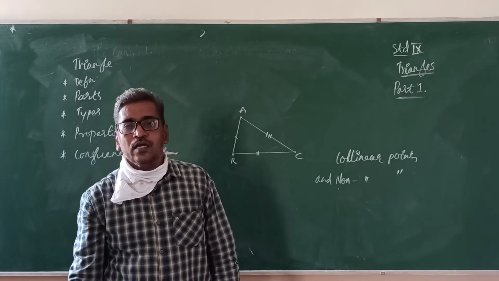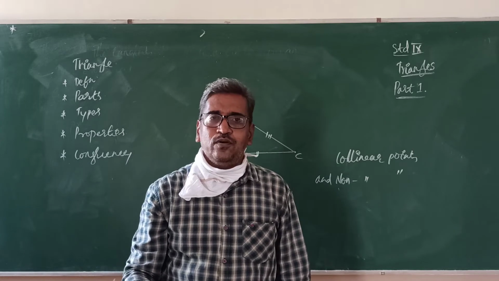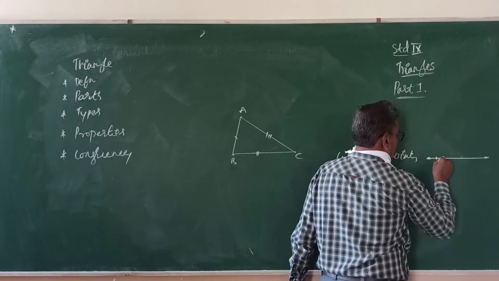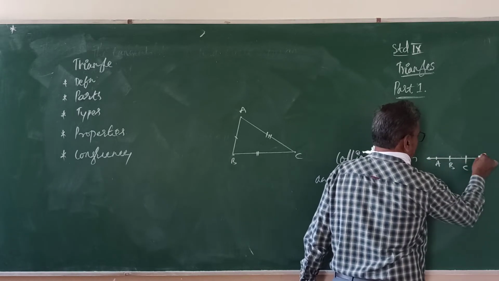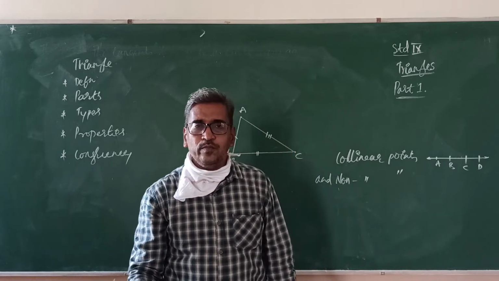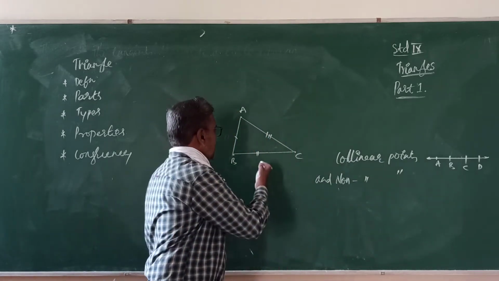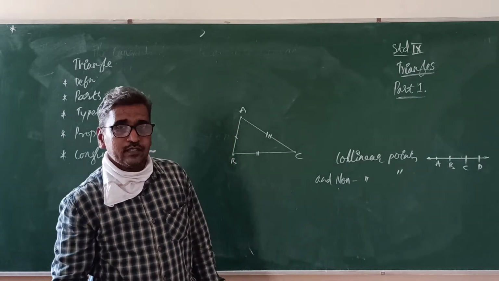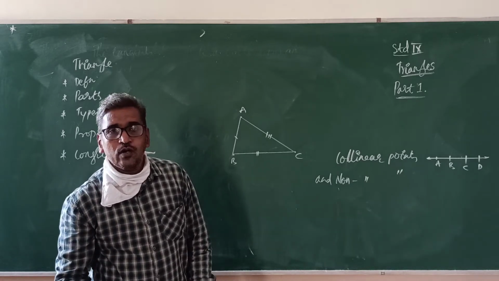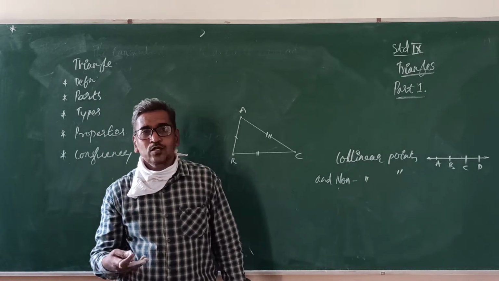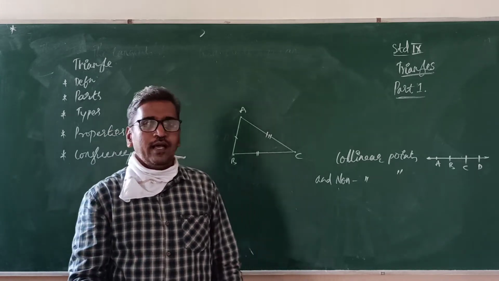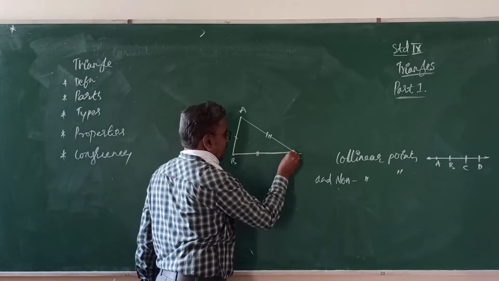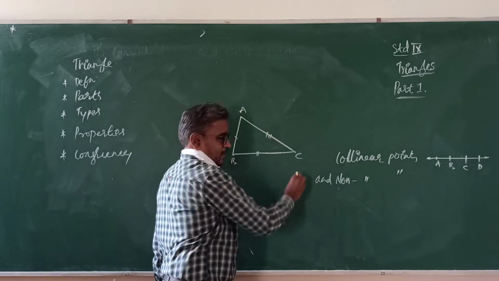Then what about collinear points? Points are said to be collinear if they are on the same straight line. A, B, C, D are said to be collinear points. Here A, B, C are not on the same straight line, so they are non-collinear points. How many are there? 3 non-collinear points are joined by line segments. AB is a line segment, BC is a line segment, AC is a line segment.